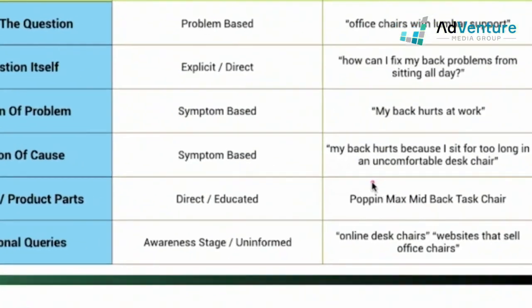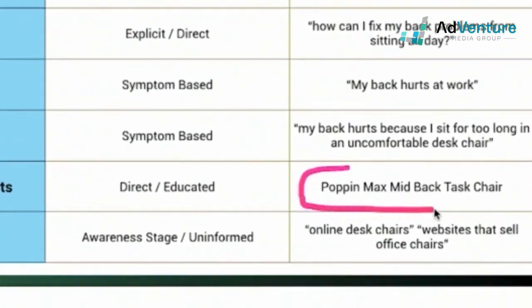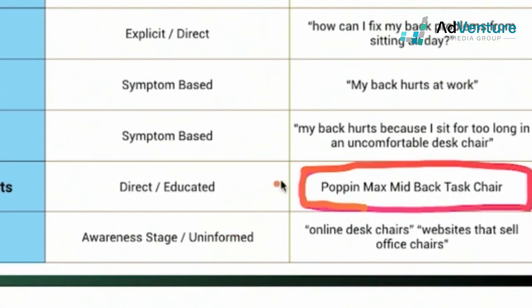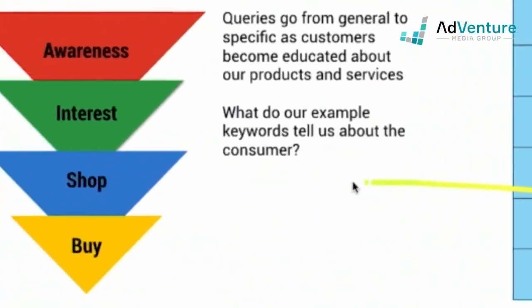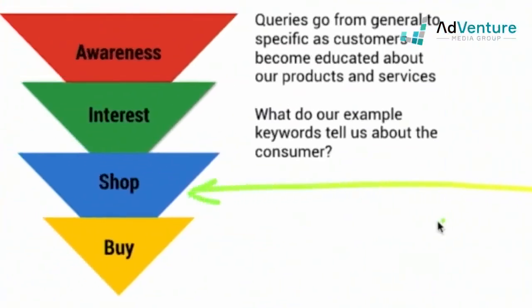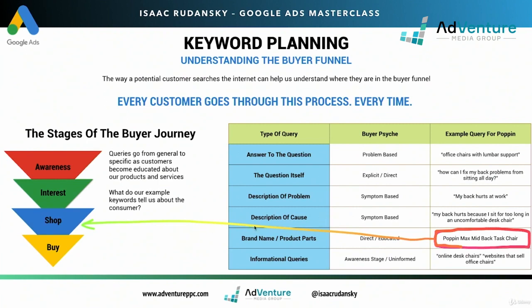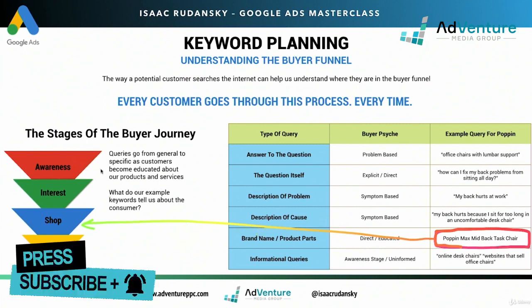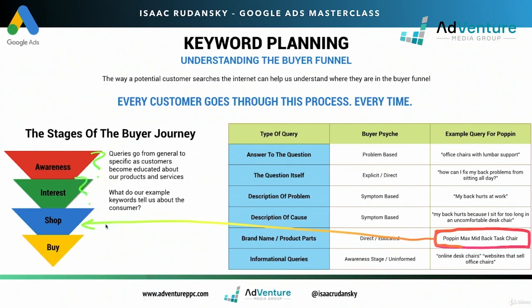Now we take a totally different type of search term: brand name, product names, Poppin Max Mid Back Task Chair. What do you guys think the buyer funnel for this keyword is? You should know this right away. This is a really easy one, right? Obviously, they're shopping. Obviously, the person has already expressed interest. He's already cognitively aware of the problem. That stuff is not even important to us, right? What he exactly views as the problem is another important thing to focus on.